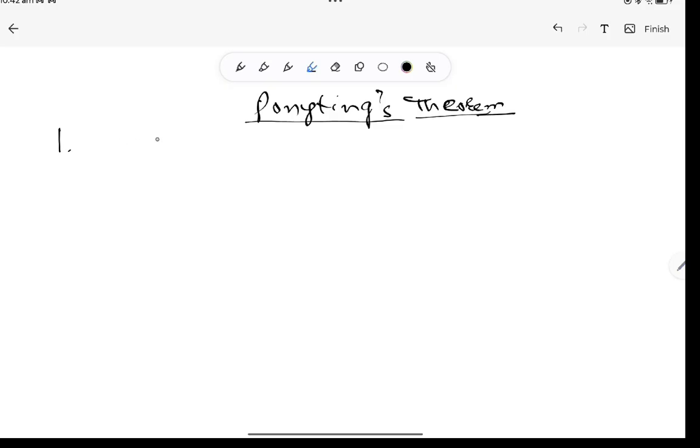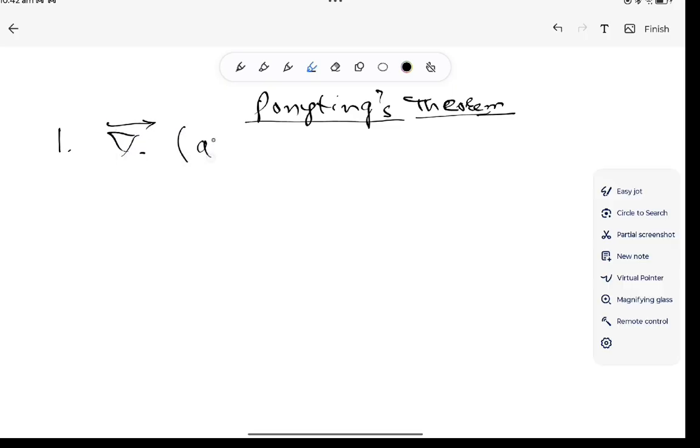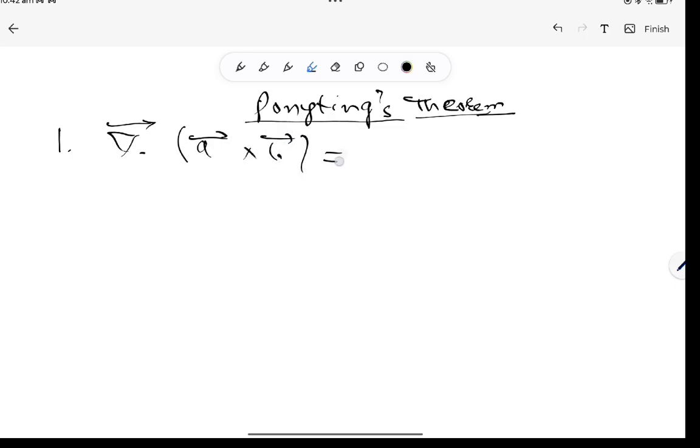The product rule from vector calculus states that del dot (A cross B) is equal to B dot (del cross A) minus A dot (del cross B). So this is that product rule we will be using. Very important thing for us.